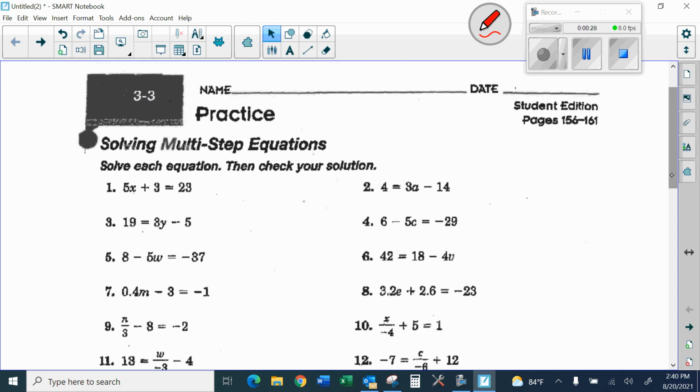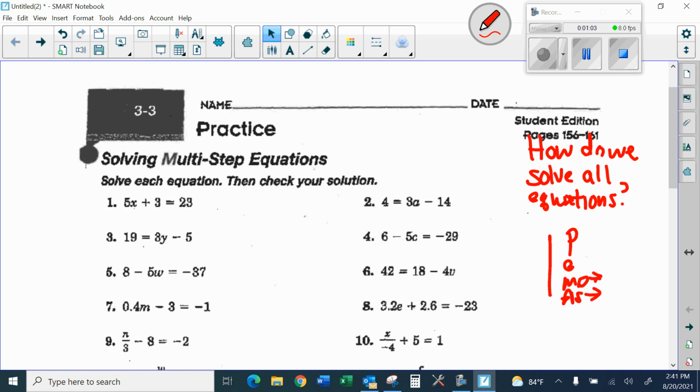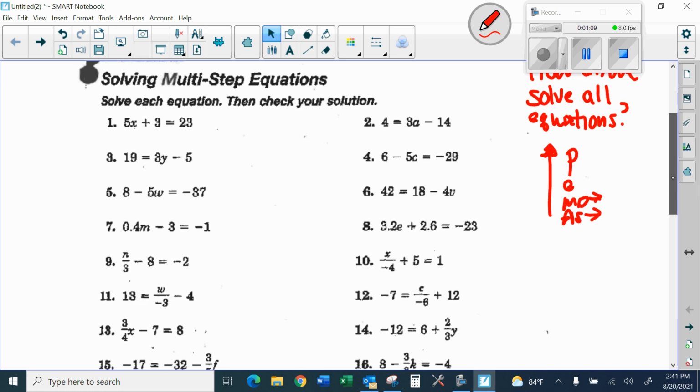Okay, so again, how do we solve all equations? Everybody should already have the answer. Solve all equations: reverse PEMDAS. Written like this every time. You write any other way? No. I want it written like this every time.